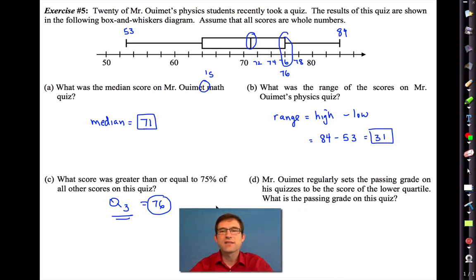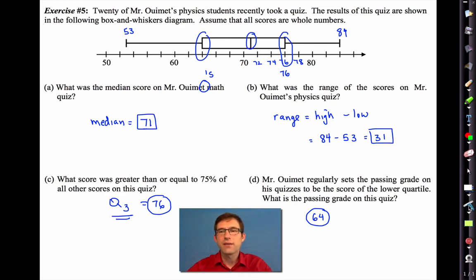Letter D, Mr. Ouimet regularly sets the passing grade on his quizzes to be the score of the lower quartile, the first quartile. What is the passing grade on this quiz? Well, that's going to be this one right here, and that is a 64. All right, so this question was all about being able to read a box plot, also known as a box and whiskers diagram.